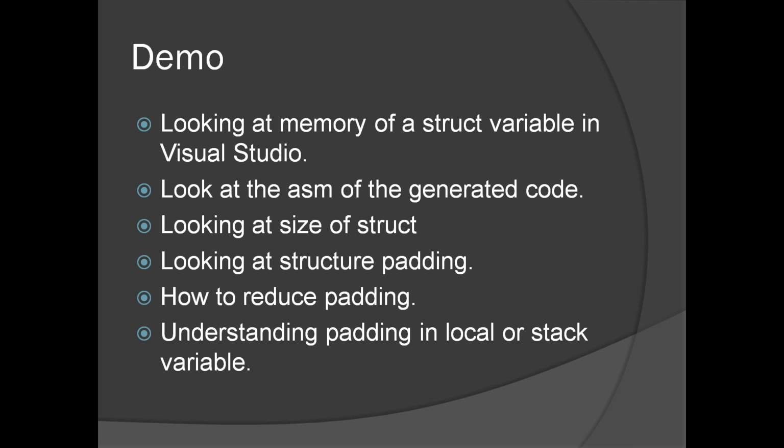So we have looked at the memory of the structure variable, looked at the assembly code generated, looked at the size, and we found a difference in different arrangements. We looked at the internals of padding, and we know how to reduce padding. Grouping all the similar elements together is a strategy. Also, we have seen padding in the case of local or stack variable.